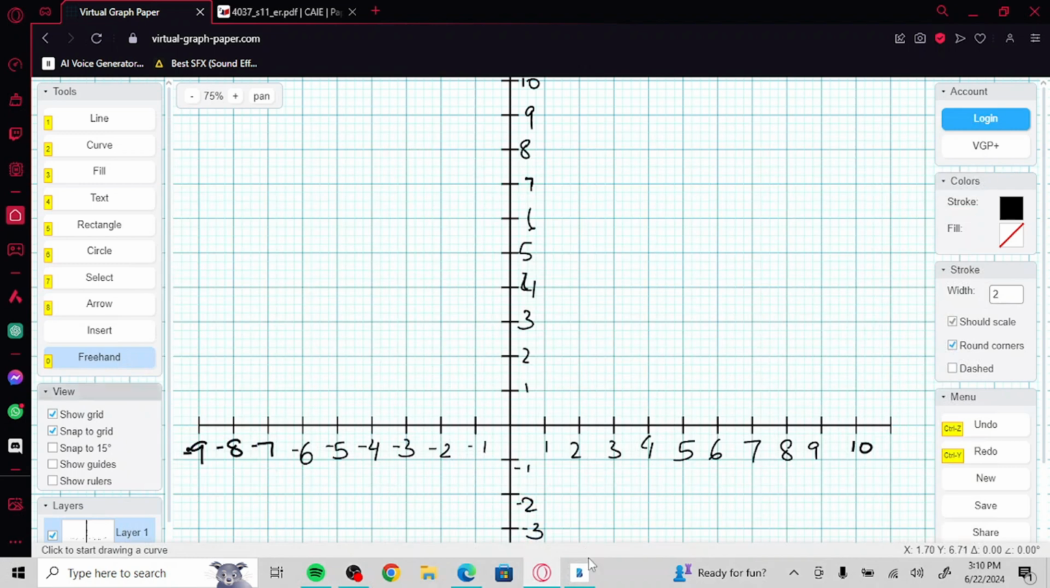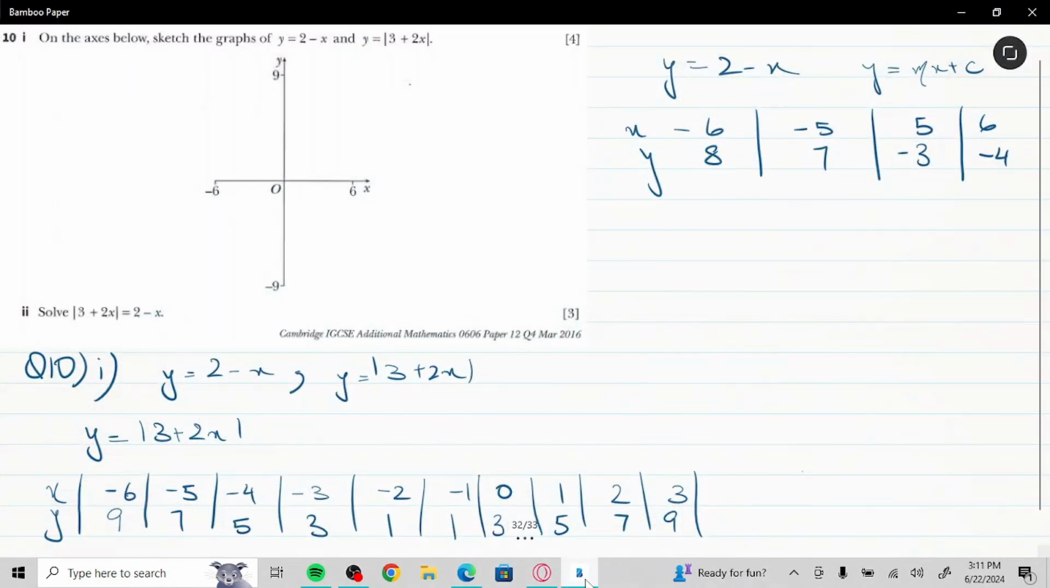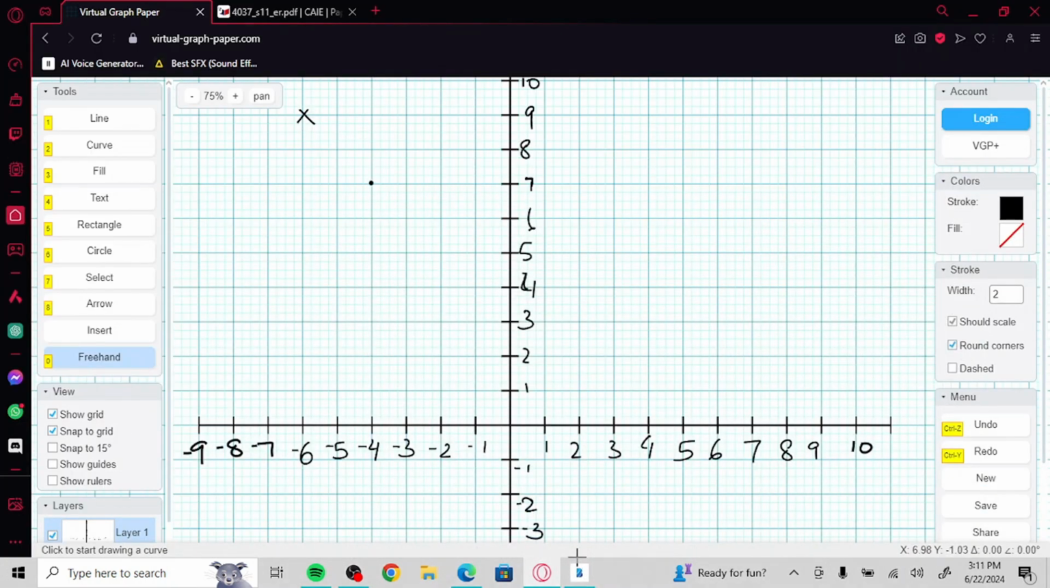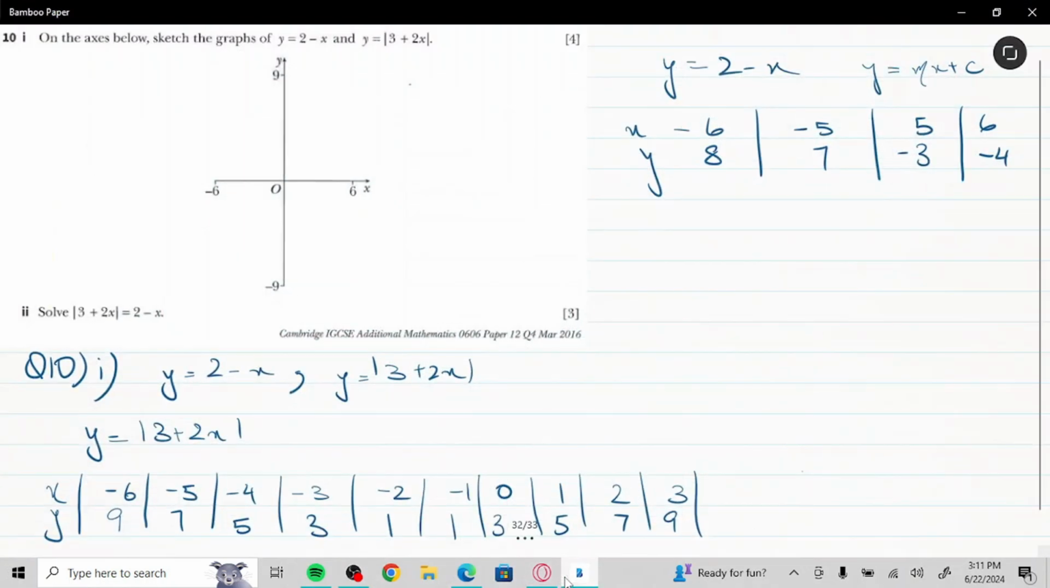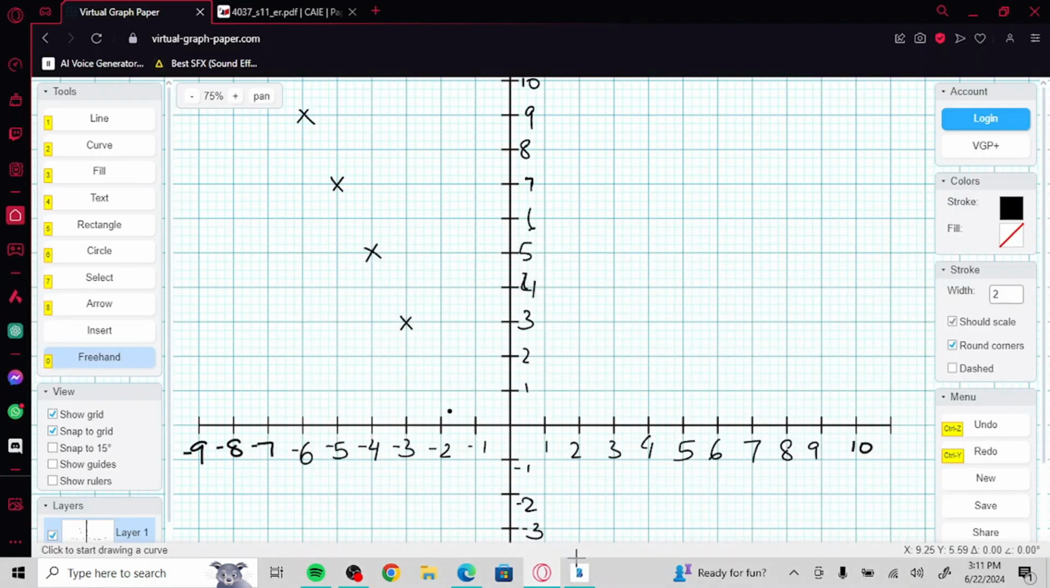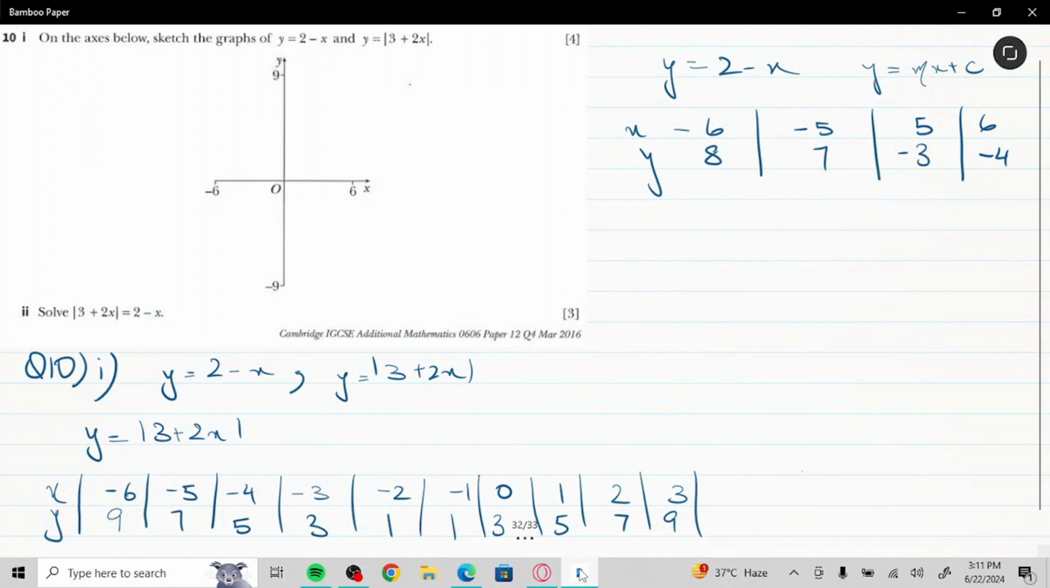When x is equal to negative 6, y is equal to 9, all the way up till 9. When x is equal to negative 5, y is equal to 7. Here is our second point. When x is equal to minus 4, y is equal to 5. When x is equal to negative 3, y is equal to 3. And when x is equal to negative 2, y is equal to 1. Then when x is equal to negative 1, y is again equal to 1.